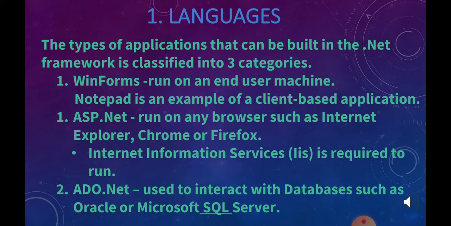Internet Information Services or IIS is a Microsoft component which is used to execute an ASP.NET application. The result of the execution is then sent to the client machines, and the output is shown in the browser. And third is ADO.NET. This technology is used to develop applications to interact with databases such as Oracle or Microsoft SQL Server.